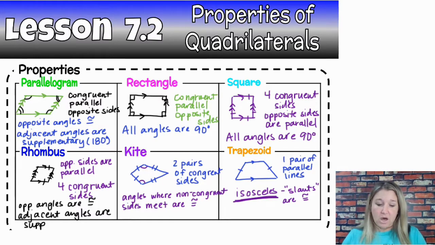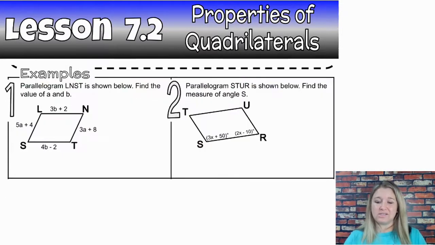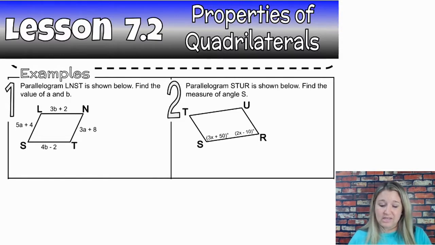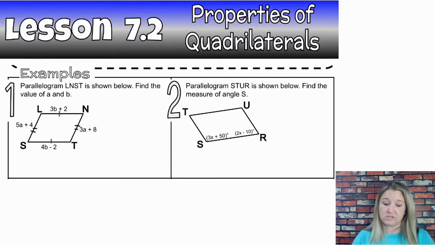Okay. All right, whew, that's a lot. But now let's see how this applies to some problems. So we have parallelogram LNST shown here. We're going to find the value of a and b. What we know about parallelograms, remember, we have two parallel lines. We know something about the angles, but angles aren't going to help us here. We're just looking at sides. Opposite sides are going to be congruent. So these two are going to be congruent as well as NT and LS.